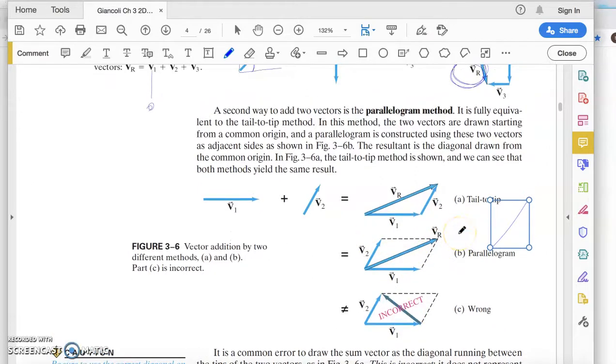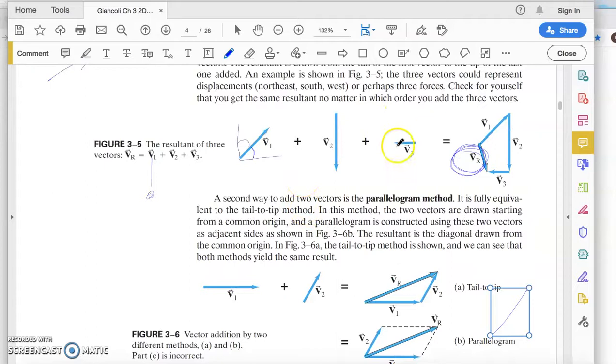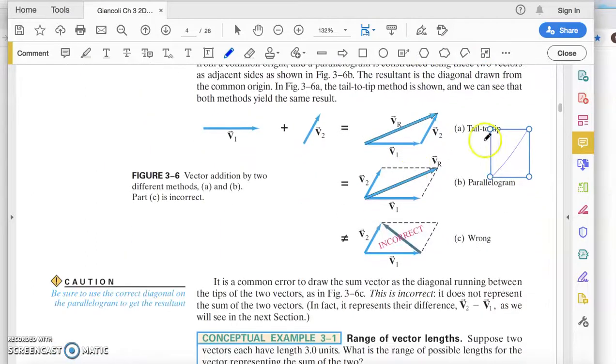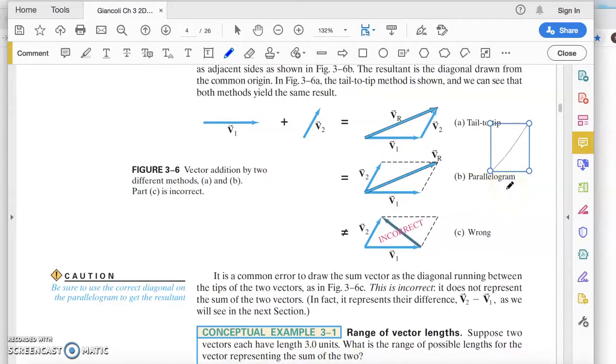But there is one problem with the parallelogram: it's only valid when you have two vectors. But if you have three, it's not valid anymore. But you will see how many times we will be using the parallelogram method, and it's very helpful.